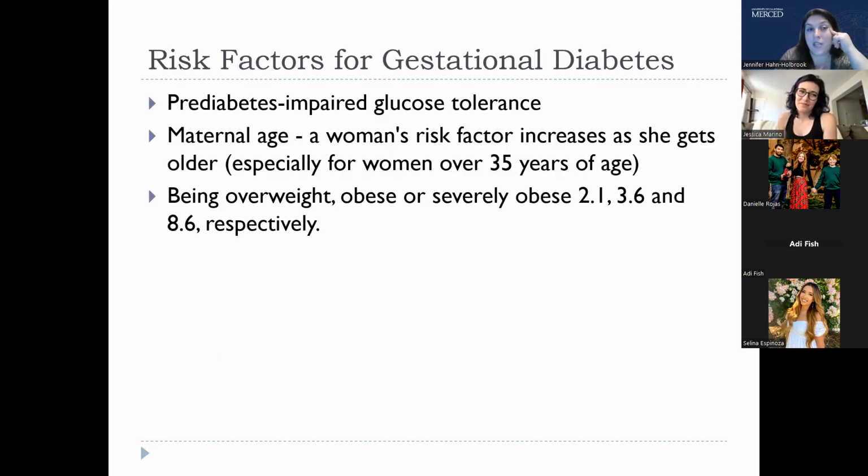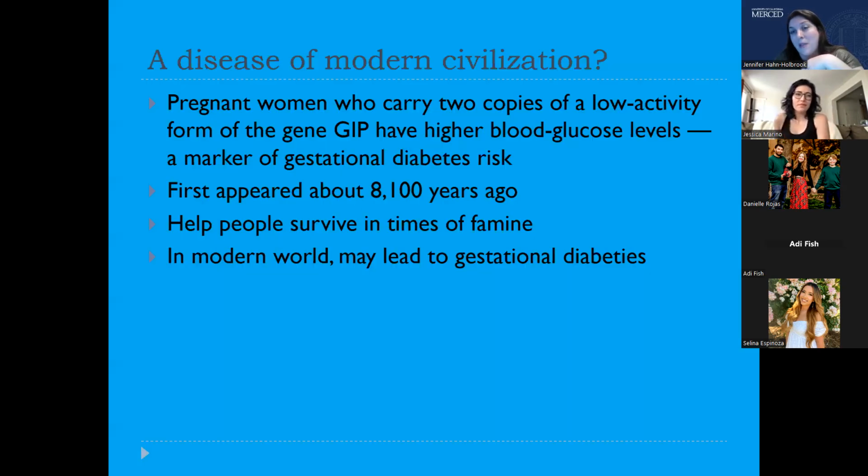So risk factors for gestational diabetes are obviously prediabetes, impaired glucose tolerance. So moms who have issues with blood glucose in the first place are going to be at higher risk, but also maternal age. A woman's risk increases as she gets older, especially for women over 35. And being overweight or obese or severely obese is also a risk factor. Now, we think about these as clear risk factors, but I want to reframe these a little bit in terms of this calculus of mom's best interests and baby's best interests.